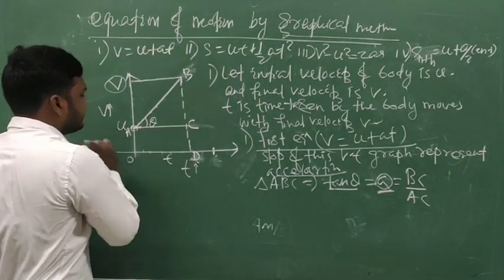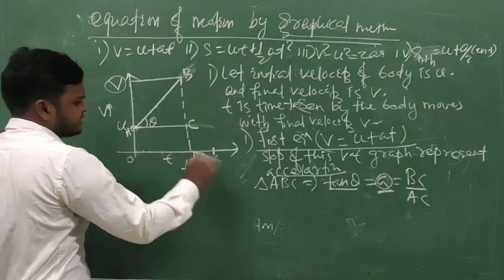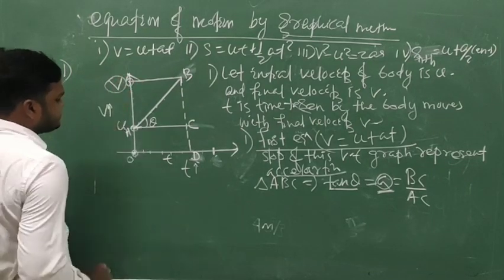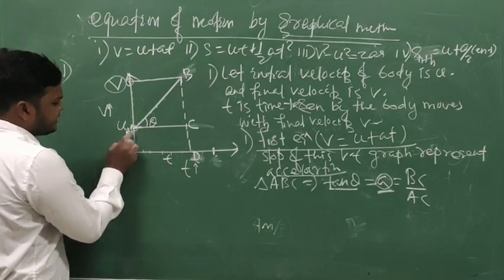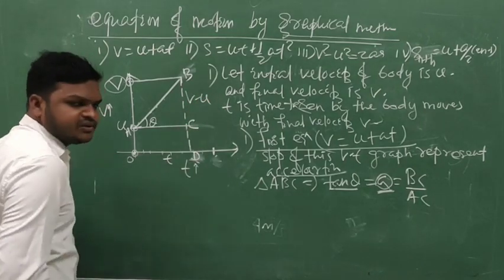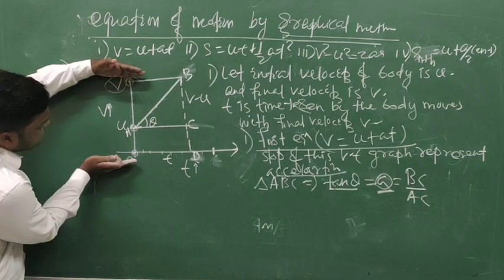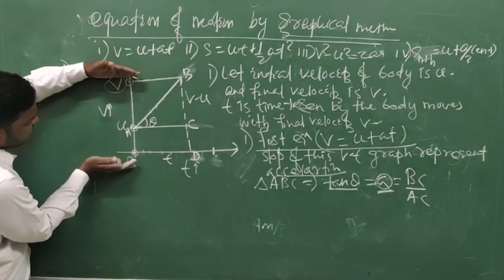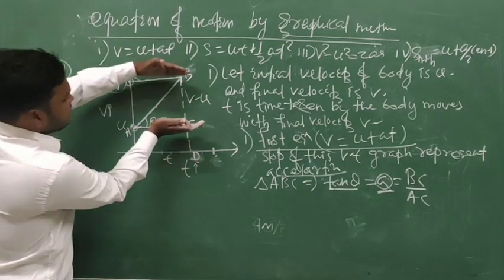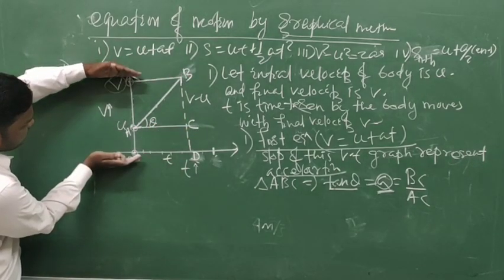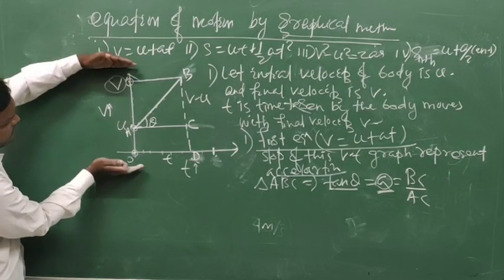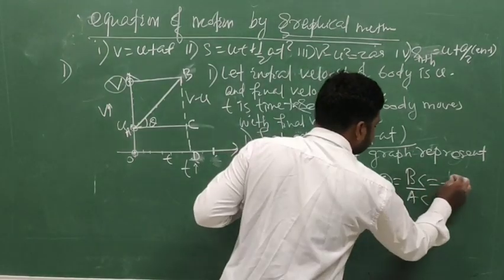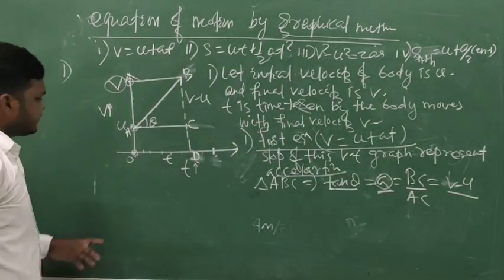So in triangle ABC, tan theta is equal to perpendicular BC upon AC. Instead of BC, look, from the initial point to the final point the velocity is v, and from the initial point to A the velocity is u. So the imaginary velocity is v minus u, because if we cut u from the total v, what remains is v minus u, and that remaining velocity is BC. So in place of BC we will use v minus u, upon the time.